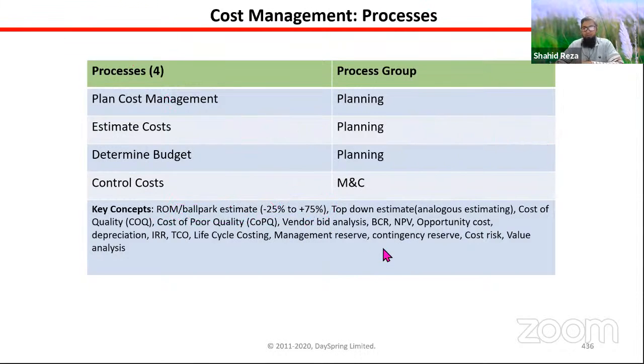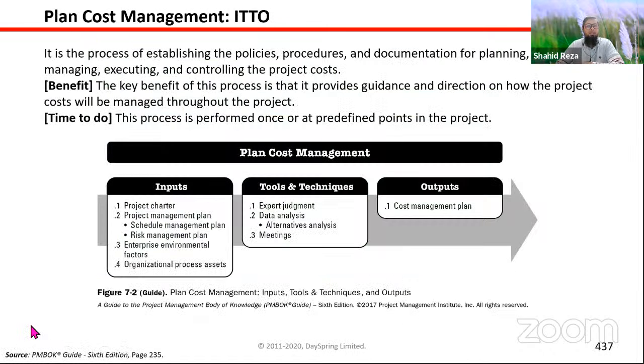All right. Other key terms we will see when we go through the chapter. So the first process is plan cost management. Plan cost management is a similar type of process. When we start a knowledge area, first we have to plan how we do this knowledge area. That means how will we do the other processes of this knowledge area? That planning you have to do here, in plan cost management.